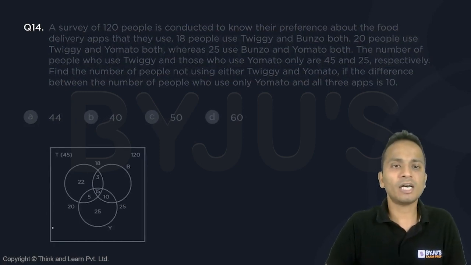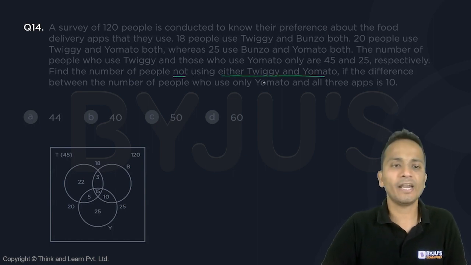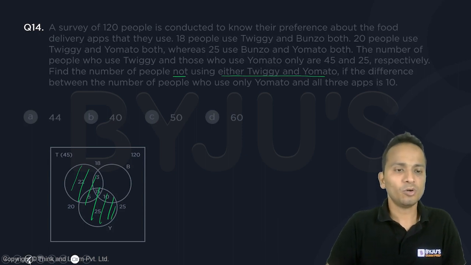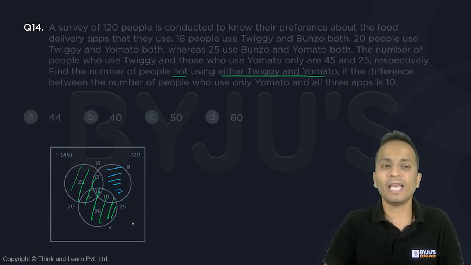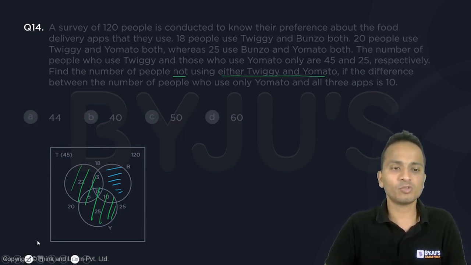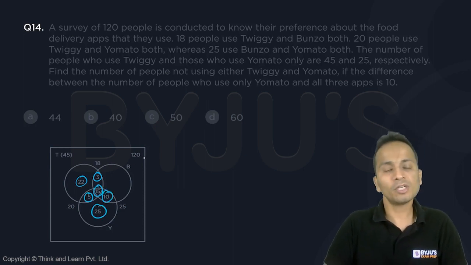Now they want us to find out the number of people not using either of Twiggy and Yamato. So people using Twiggy, Yamato, either of these two is this number. So people who are not in this area, that means only Bunzo and people who are not using any of the apps, right? So this is what we'll have to find out. So now we'll have to subtract this, whatever I'm circling, from the total of 120.